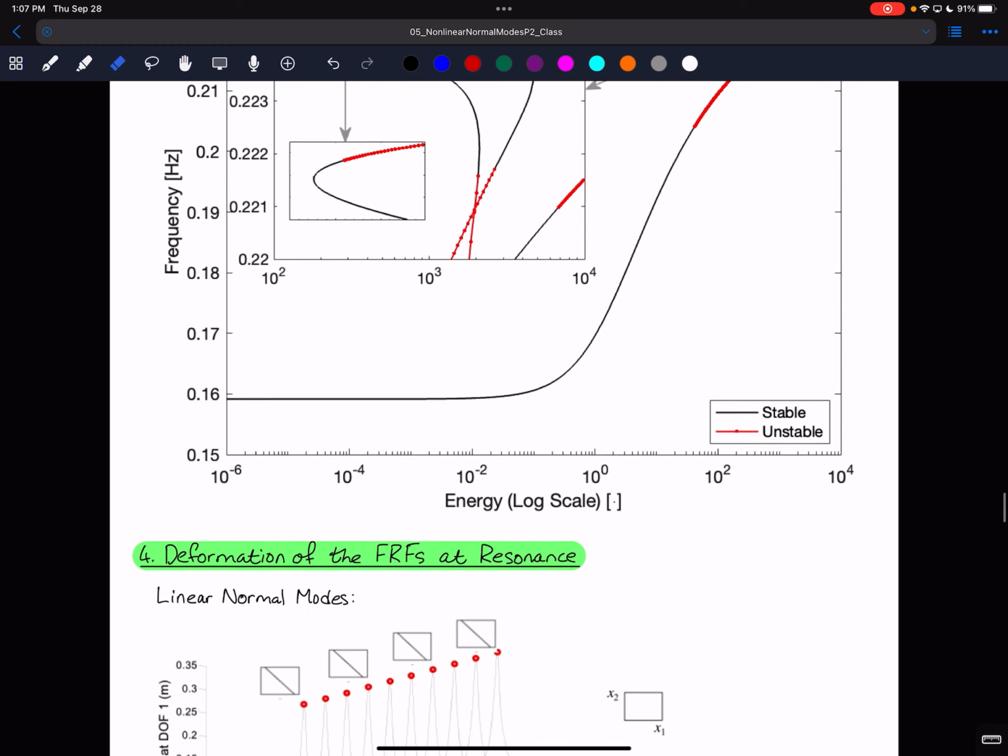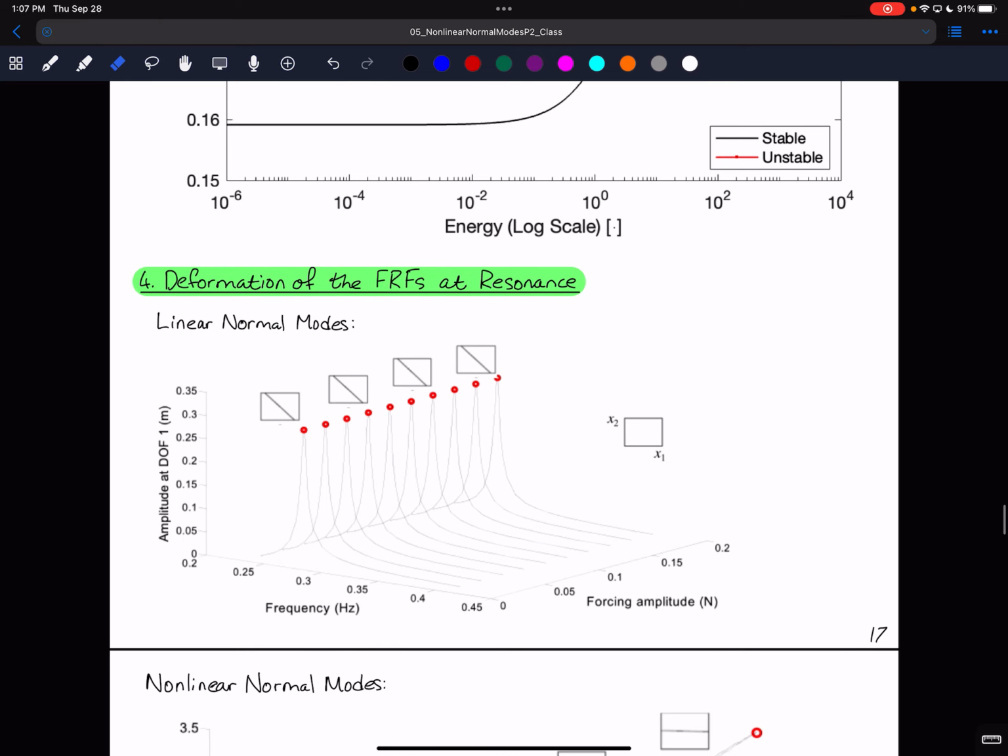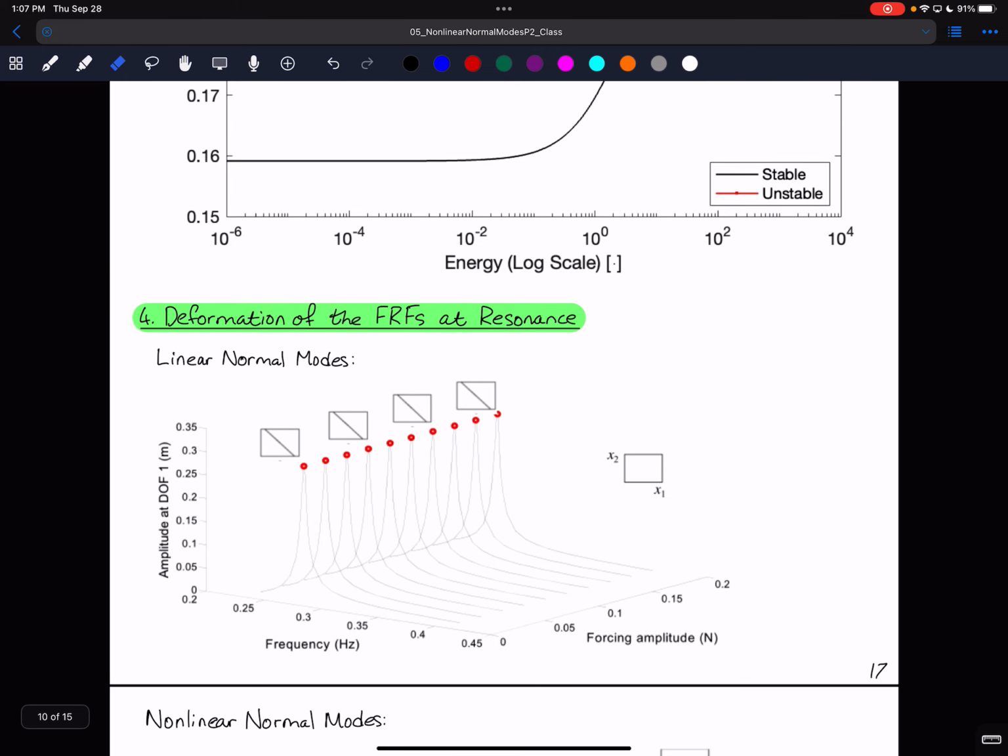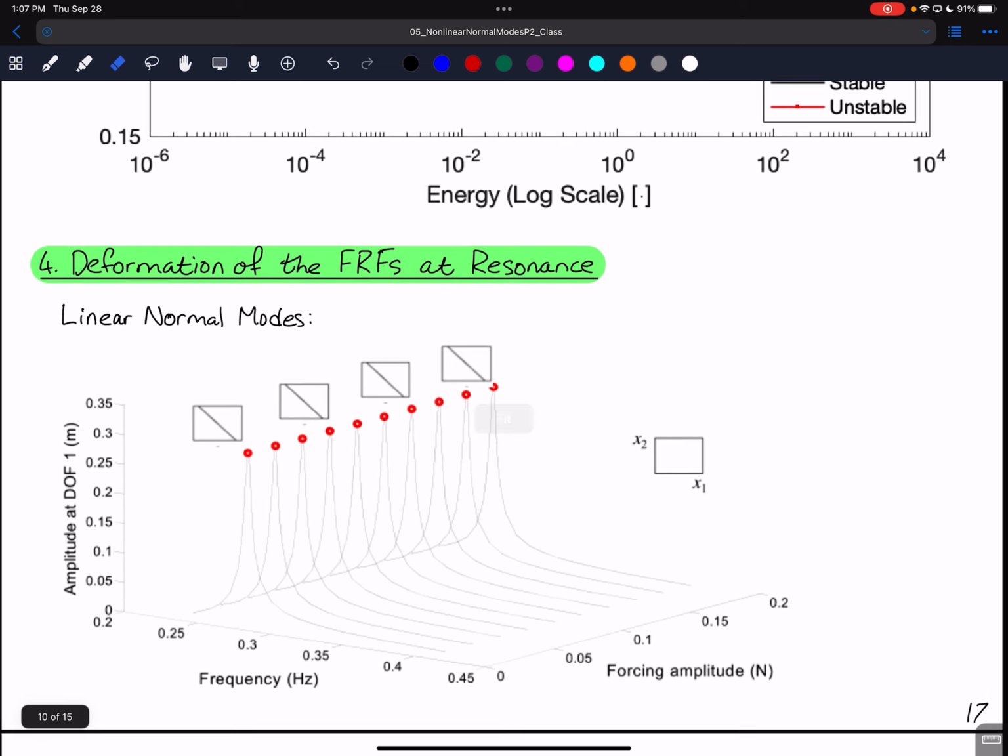Okay. All right, so the fourth property is just the deformation of these frequency response functions at resonance. This is just a plot shown here. It's very hard to see that, but it should be easier on the video at least.